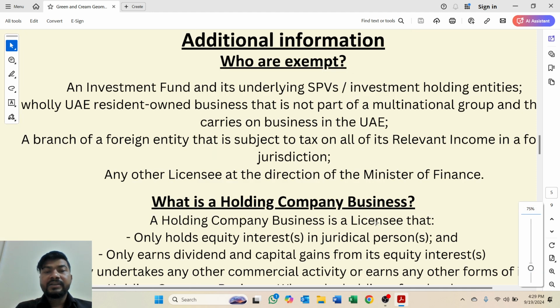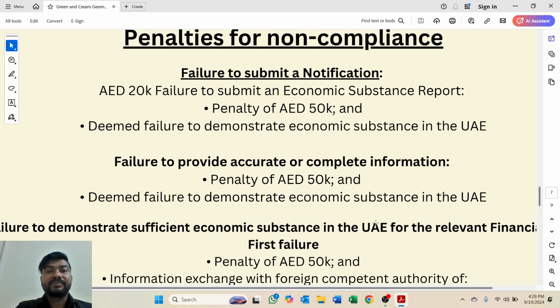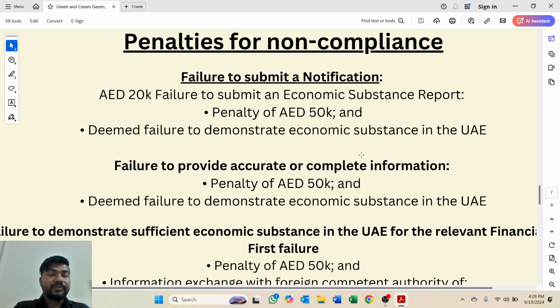So after this, we'll understand what the fines will be. Let's come to the fines and penalty. Here we'll discuss what the foreign competent authority means. So fines, first of all, for notification. Suppose you fail to submit a notification, in that case a 20,000 dirham fine will be applicable to you. And if you fail to submit the economic substance report, in that case 50,000 dirham is the penalty.